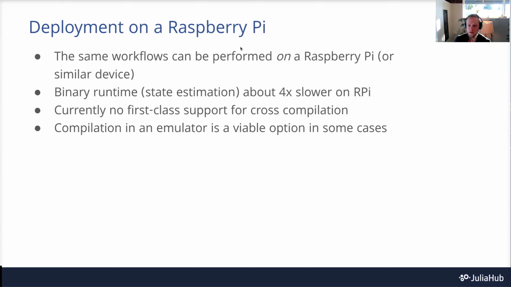There is currently no real first-class support for cross-compilation. So that is something that is work in progress, and hopefully within a year or so we will have that. But something that is currently an option in some situations is to use emulation to perform cross-compilation. So I can, on my desktop PC, run an emulator for the platform I want to compile on and perform the compilation in there. And that has been successfully demonstrated for a number of platforms.